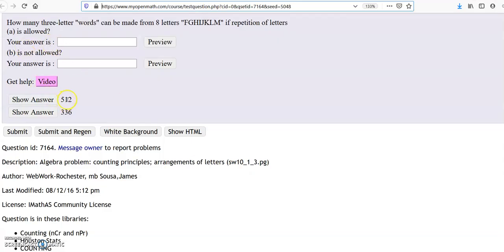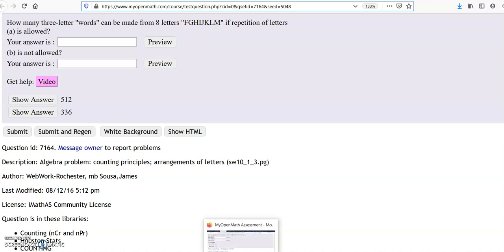So there are 512 different ways you could get 3 letters out of this group if you can use the letters over again. Now let's just say once you use a letter, you can't reuse it. Okay, that's a different function in Excel. So in other words, FGH is the first one. So then we can't reuse it.